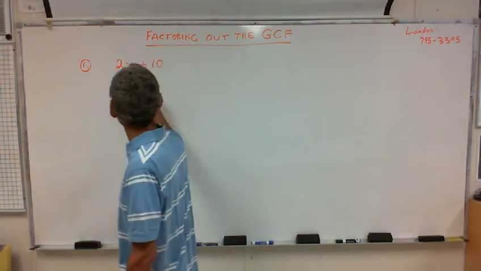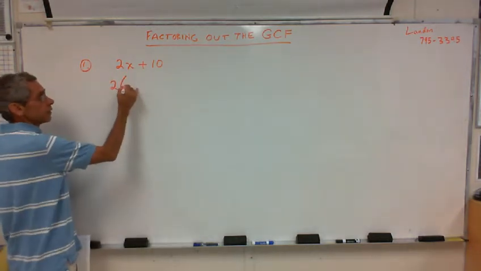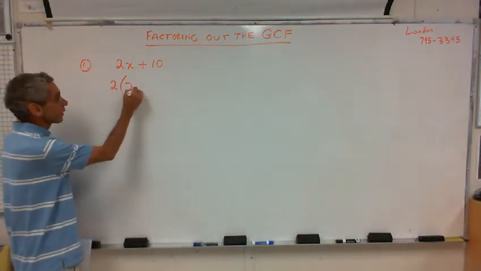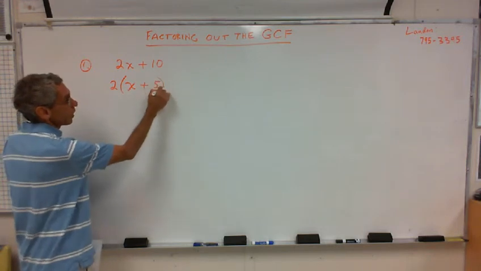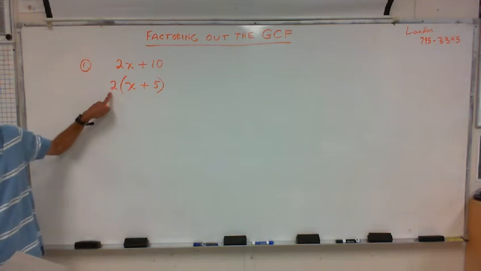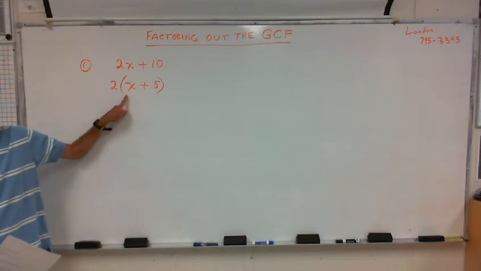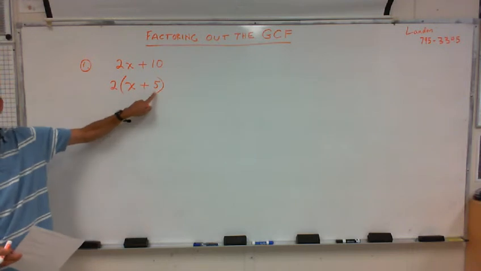These are called terms. All right, so I put parentheses, and then what's going to be in here? x. What's going to be plus? What's going to be here? 5. All right, how did you get that? You said 2x divided by 2 is equal to x, right? Plus 10 divided by 2 equals 5.